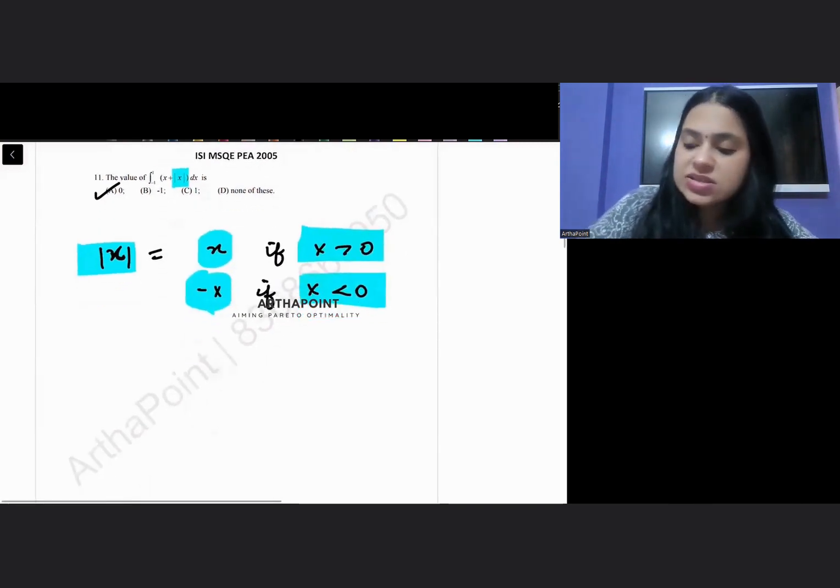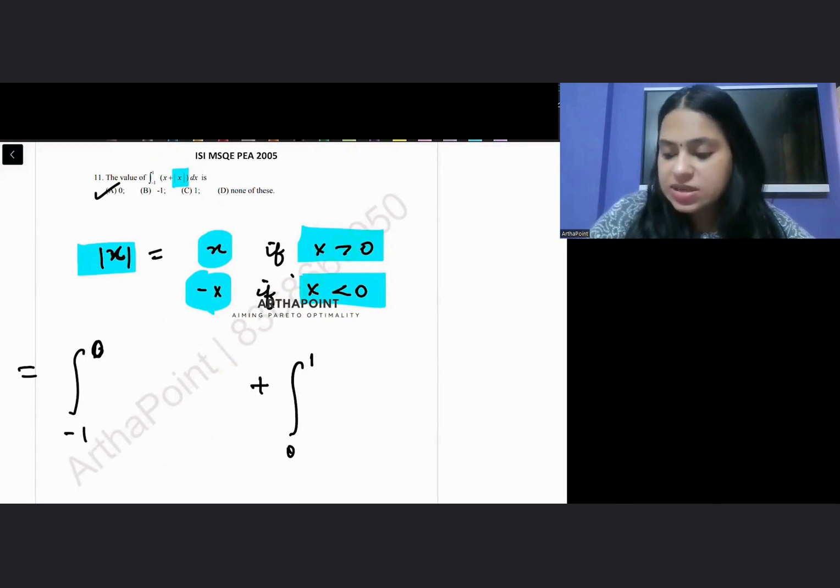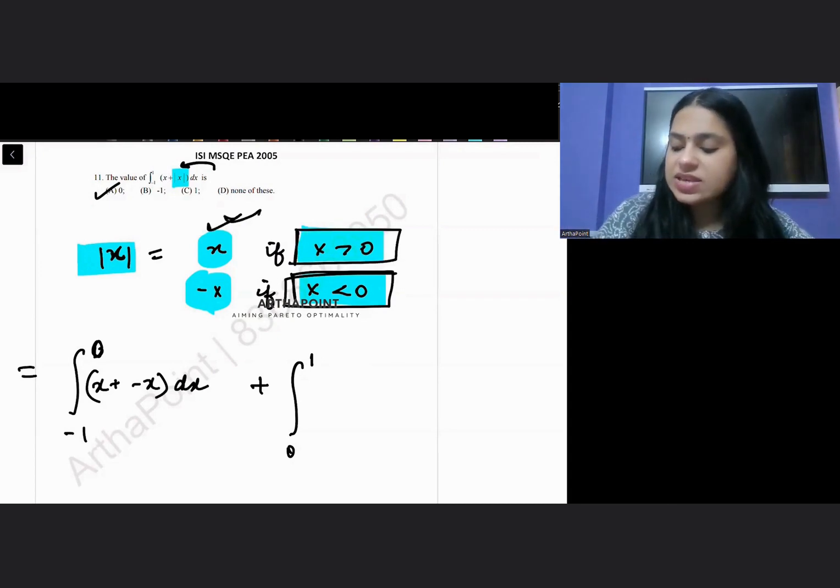If that is the case, then I can write this as -1 to 0, and I can write this as 0 to 1. When x is negative, this will turn into minus x, so I'm going to have x plus minus x dx. And when x is positive, this will remain as x only, so x plus x dx.